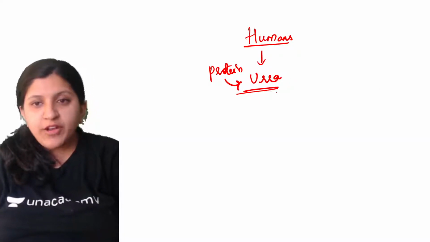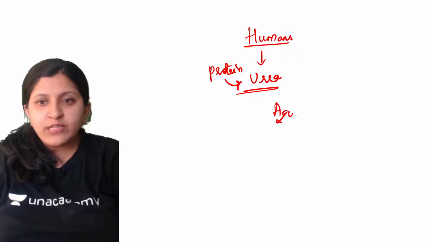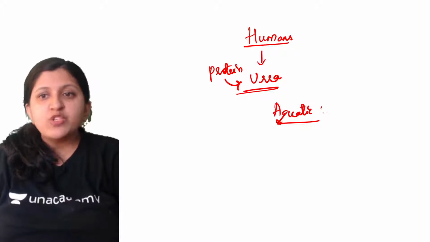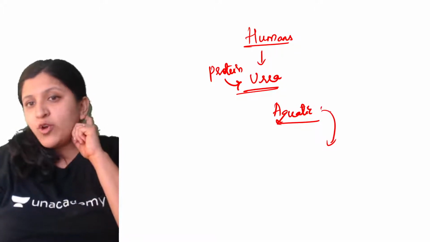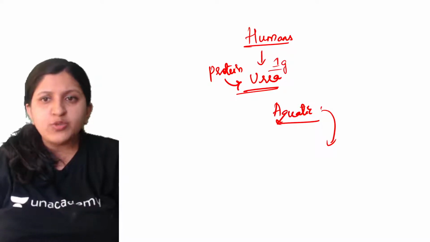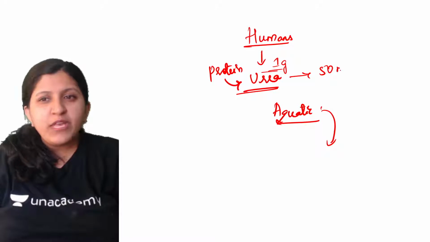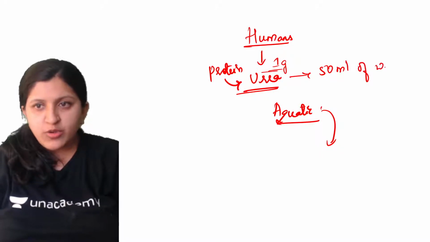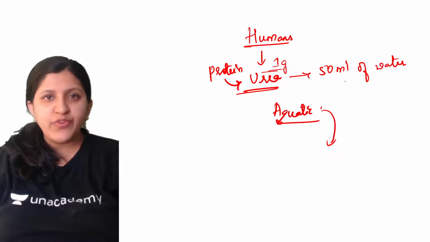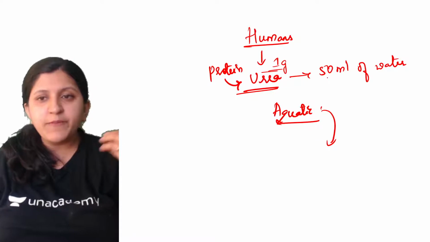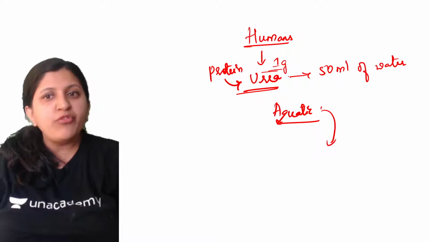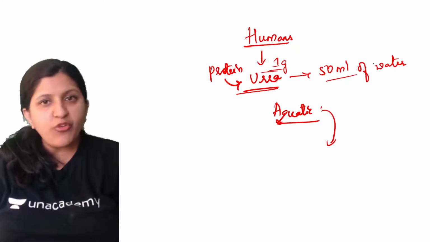But most of the other organisms, if we are talking about aquatic organisms, what is the case? In order to get rid of urea, let's say 1 gram of urea that we need to get rid of, about 50 ml of water is sufficient. And you know that we take at least 50 ml, so daily intake is anyway occurring. So to get rid of 1 gram of urea, about 50 ml of water is sufficient.